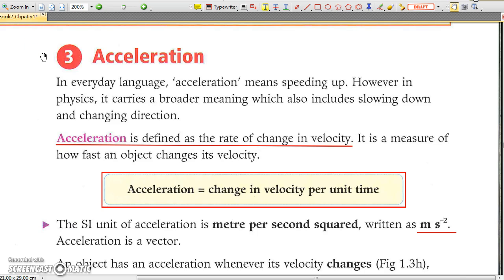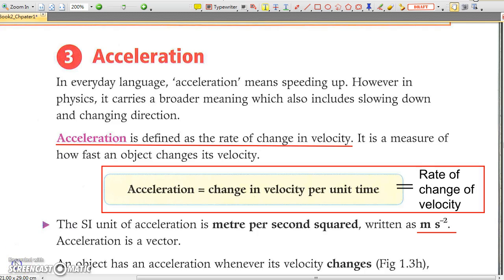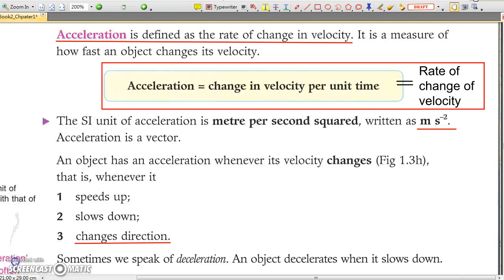3. Acceleration. In physics, acceleration may mean speeding up, slowing down, or even changing direction. More accurately, acceleration is the rate of change of velocity. So, acceleration is the change in velocity divided by the time taken. The unit is meter per second squared. Note that the change in velocity can be due to the change in magnitude of velocity, or the change in direction of velocity only, as in circular motion.